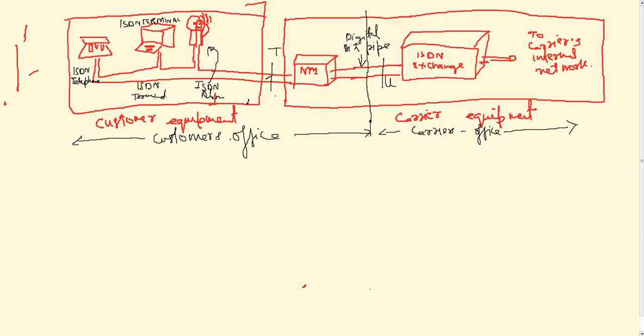Okay, now it's time to read the architecture of the ISDN. We have here the customer's equipment and we have here the carrier's equipment. Now, the basic idea of having the ISDN is a digital pipe which is going all around here.